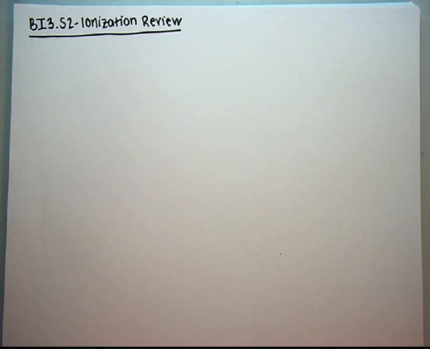In this lesson, we're going to cover Big Idea 3, Standard 2, and our topic is ionization. We already learned about ionization last unit, but we're going to go over it again because this will be the basis of all of Big Idea 3. If you cannot determine the number of valence electrons and you cannot predict charge, you're really going to struggle with this unit.